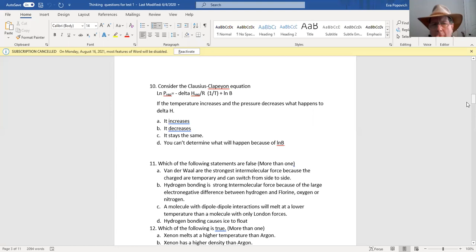Look at 10. Does the heat of vaporization change ever? By definition, heat of vaporization is the energy to take one mole of the substance at standard conditions to a gas. So does it change ever? No, it doesn't. Heat of vaporization is not going to change. Answer here is C.